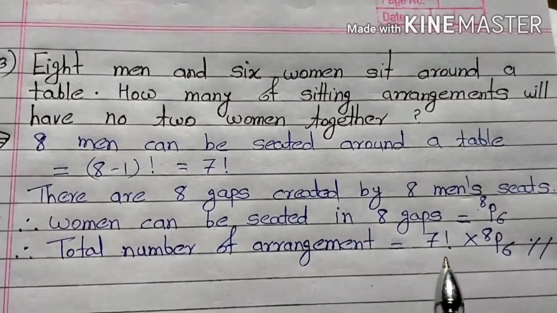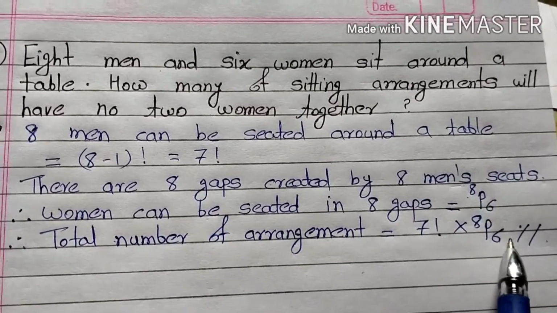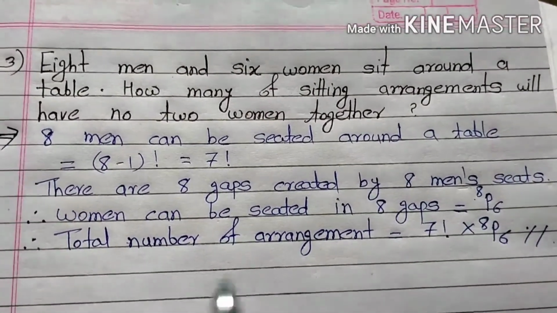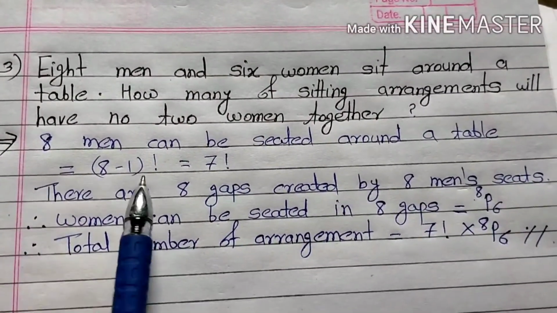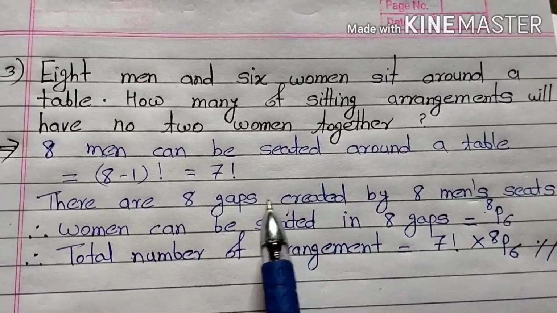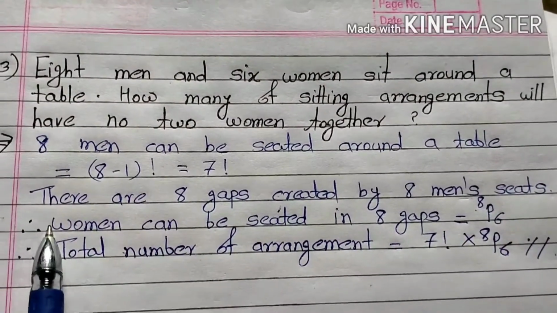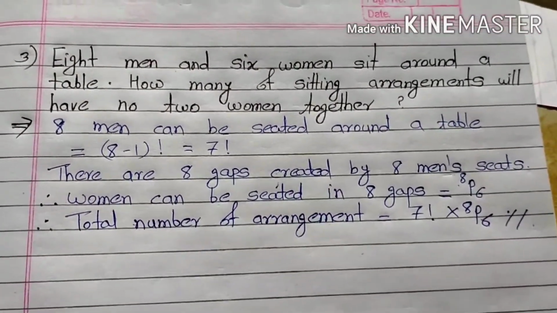So here we find our answer. There is no need to solve this further. It is enough. So here 8 men and 6 women can be seated where no 2 women are together. So by this arrangement this can be done.